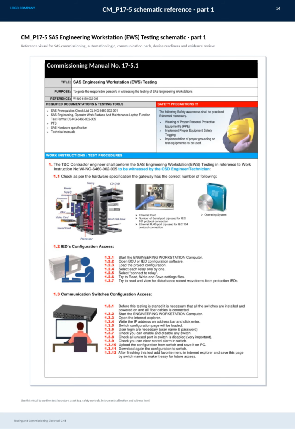Here we have a key schematic reference for testing and commissioning the electrical grid, specifically focused on the SAS engineering workstation testing process. This visual serves as an essential guide for confirming several critical elements during commissioning. It helps verify the test boundaries, asset tags, safety controls, instrument calibration, and witness levels. By using this schematic, we can ensure that automation logic, communication paths, device readiness, and evidence reviews are all thoroughly checked and documented according to Commissioning Manual 17 to 5.1. This step is crucial to maintain system integrity and operational safety before going live.